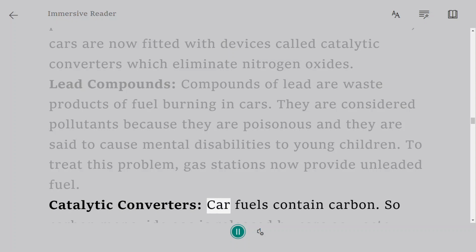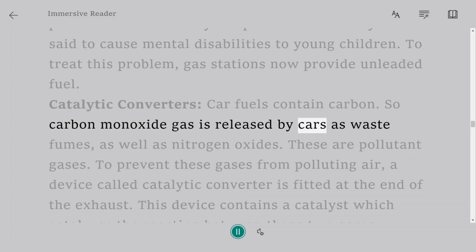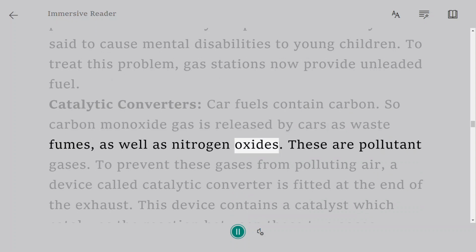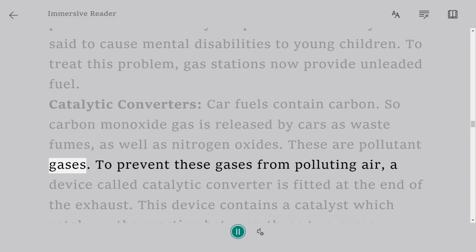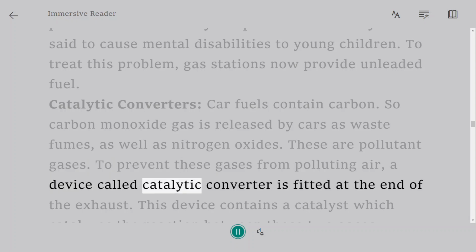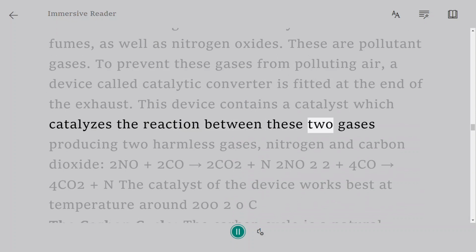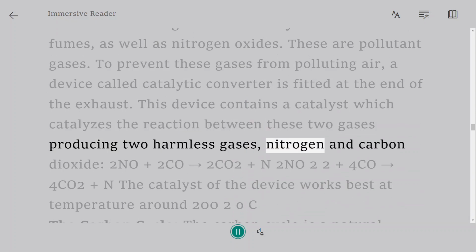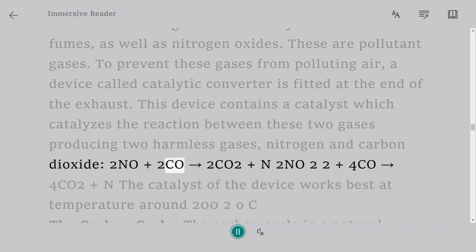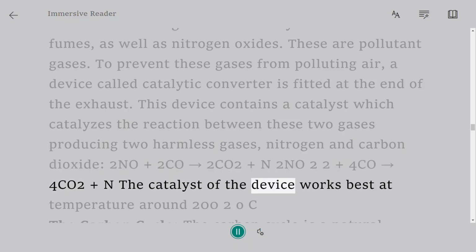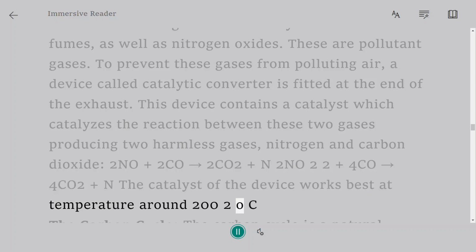Catalytic converters: car fuels contain carbon. So carbon monoxide gas is released by cars as waste fumes, as well as nitrogen oxides. These are pollutant gases. To prevent these gases from polluting air, a device called a catalytic converter is fitted at the end of the exhaust. This device contains a catalyst which catalyzes the reaction between these two gases, producing two harmless gases, nitrogen and carbon dioxide. 2NO plus 2CO gives 2CO2 plus N2. The catalyst of the device works best at a temperature around 200 C.